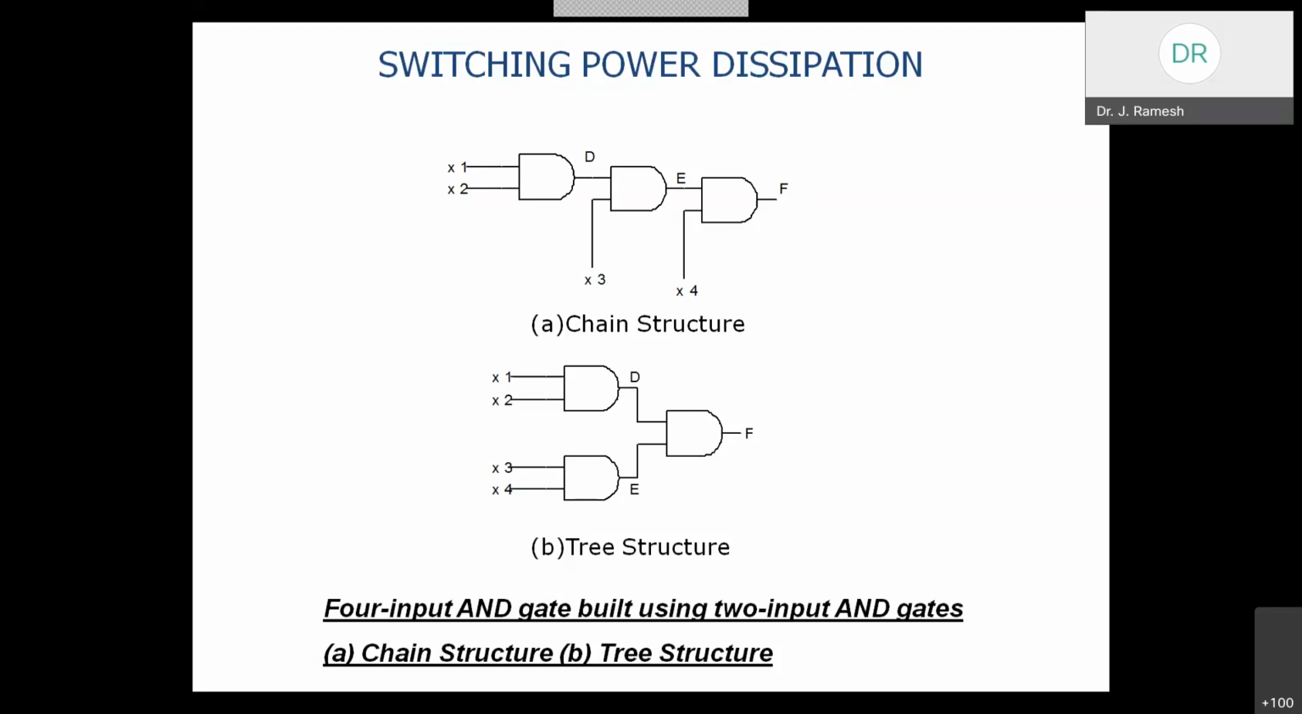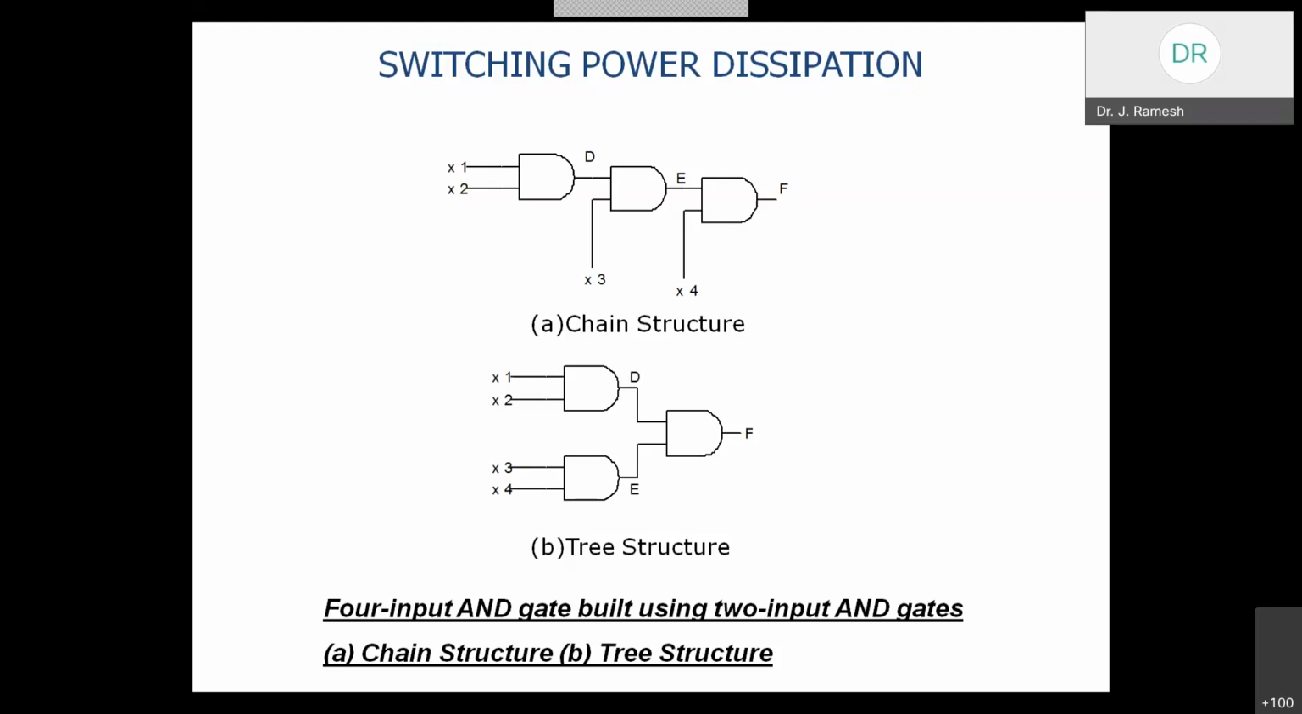So that means for the chain structure at the point E, we can calculate the switching activity as 1 by 8 into 7 by 8. So that is 7 by 64. At the point E, we can say that the switching activity for the chain structure will be 7 by 64.